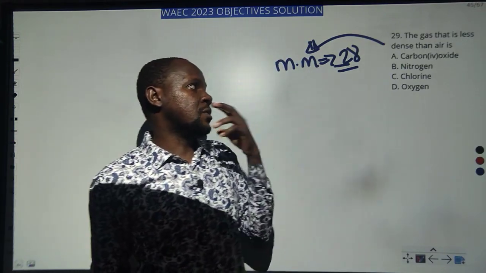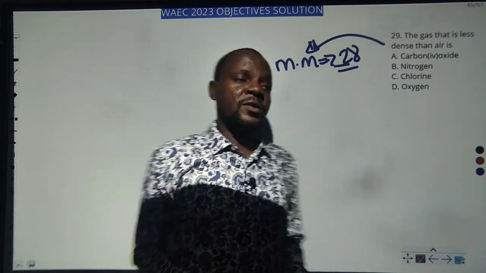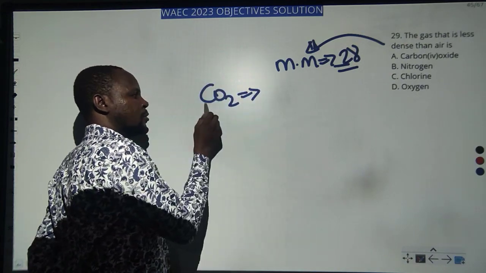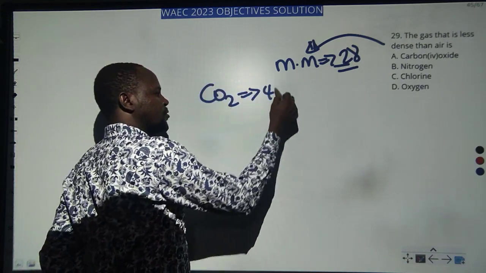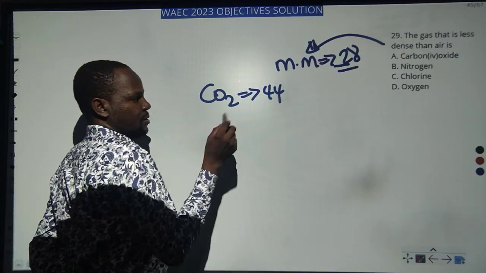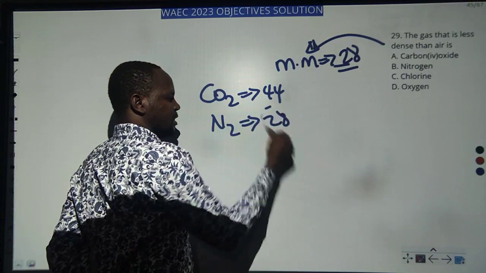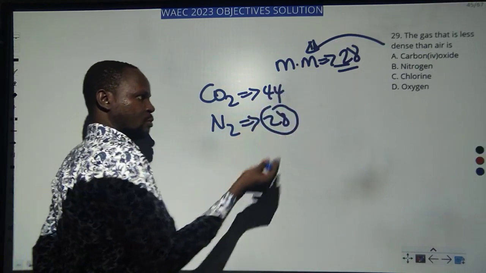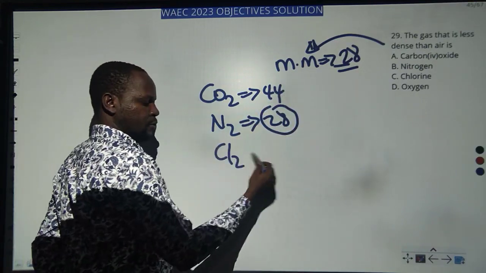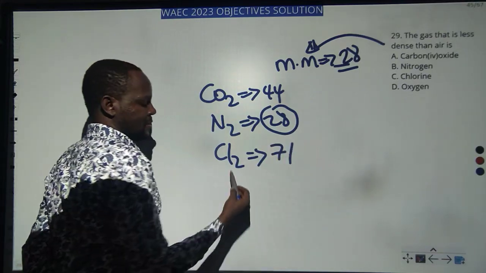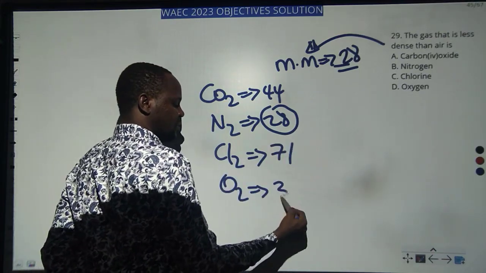So let's see the options. CO2, carbon(IV) oxide, is not. We just did this. I think it was 44. 12 plus 32, 44. You can see. Nitrogen is 14 times 2, 28. Chlorine is Cl2. 35.5 times 2 is 71. Oxygen is O2. 16 times 2 is 32.